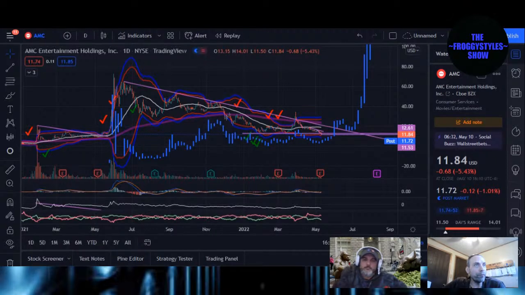SoFi is down 12%. AMC, 5,600 buy orders. See, that's the crazy part about AMC. GME has fewer shareholders, fewer shares, and they have more buy orders. So that's something to keep an eye on. 79% buys for AMC, 21% sales. And that's just on Fidelity.